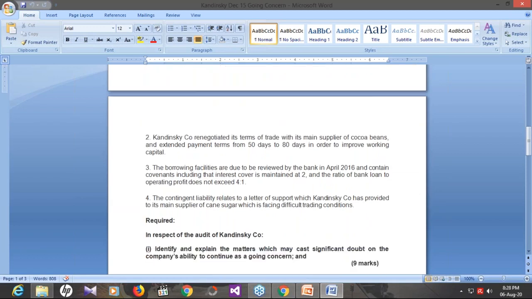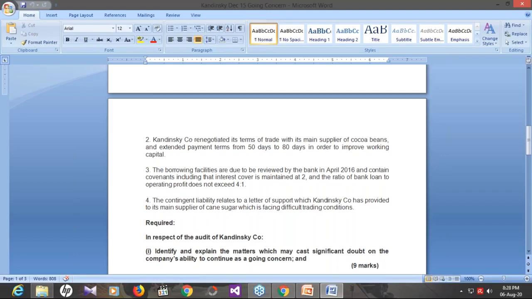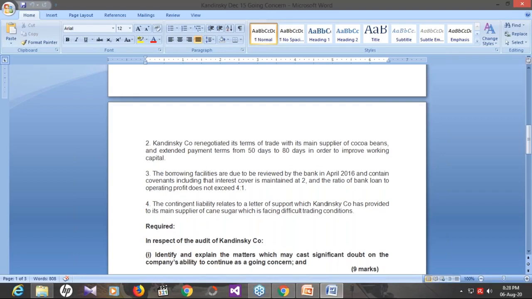So we need to see the contract and we need to confirm the covenants. And yes, we may need to recalculate the interest cover and the bank loan to operating profit. Yes, we need to review the correspondence from the bank, if any. So through these things, we can see different sorts of the documentations involved.